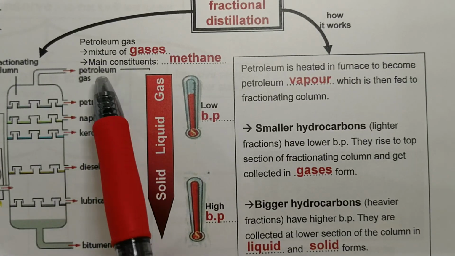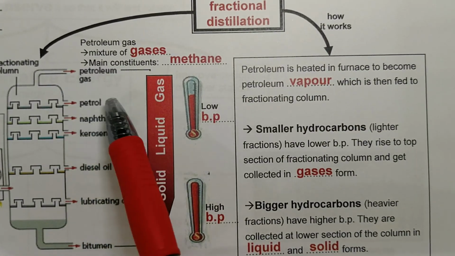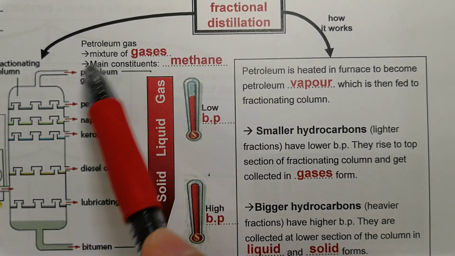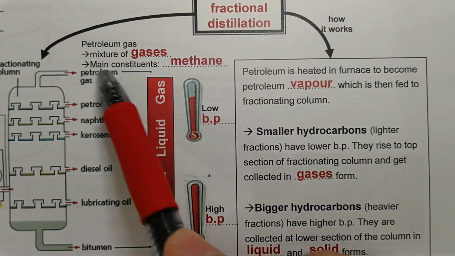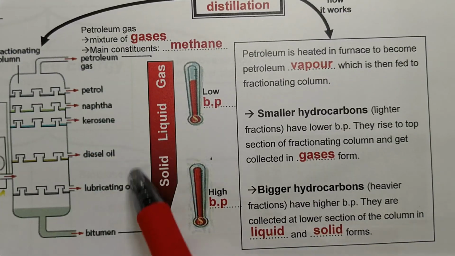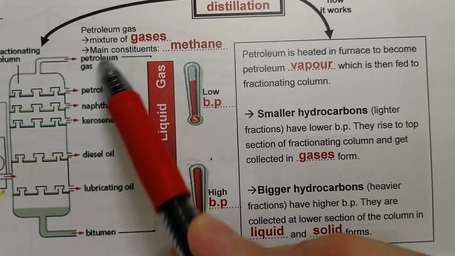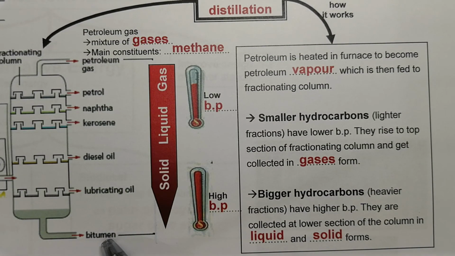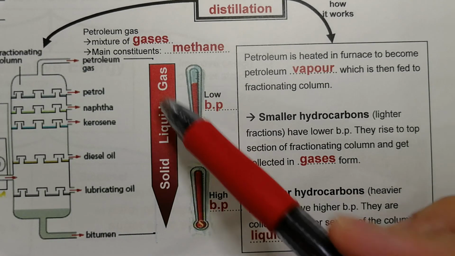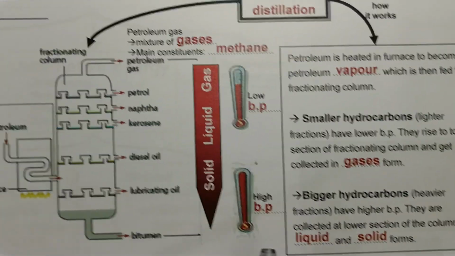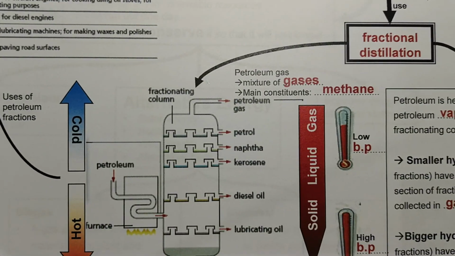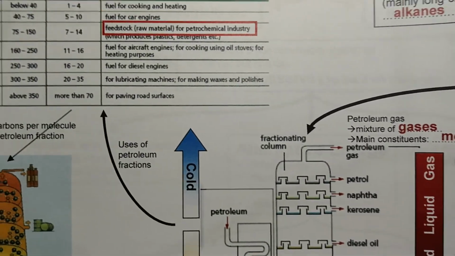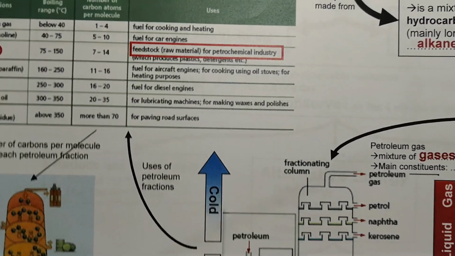So in general, you have petroleum gas at the top, followed by petrol, naphtha, kerosene. All these are the different fractions of the petroleum or the crude oil. So you have gas, liquid, liquid, liquid, liquid, liquid, solid. All right, so you have gas to solid. So this is the separation process in the fractionating column, fractional distillation.